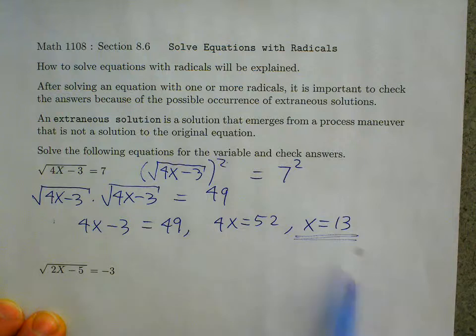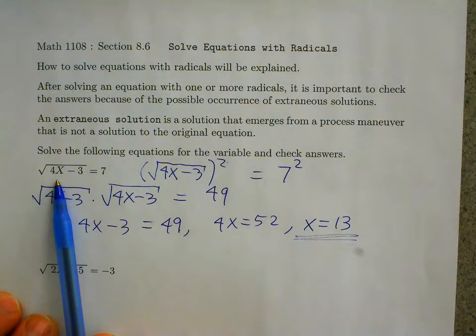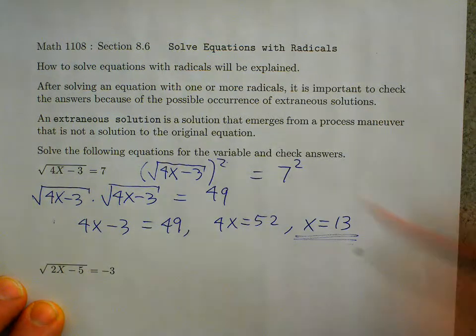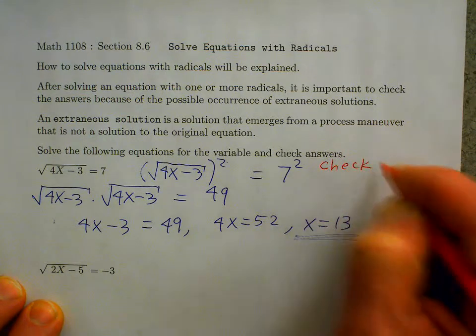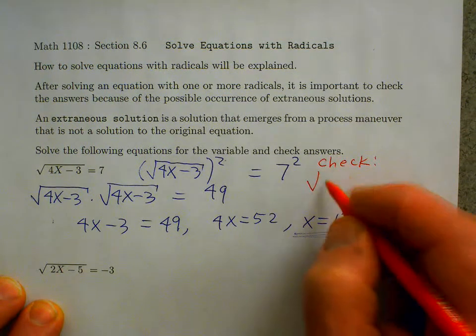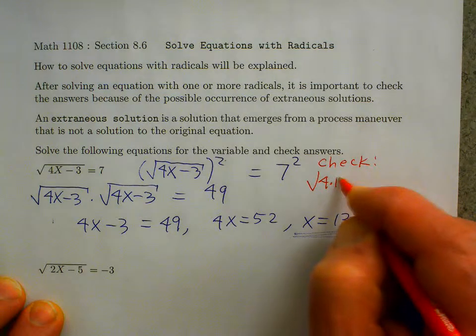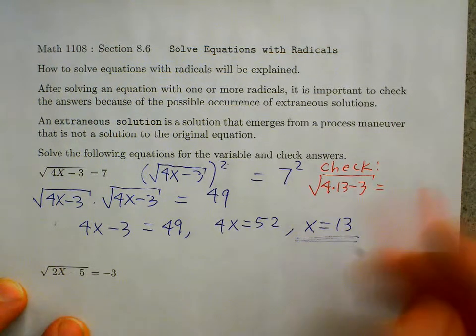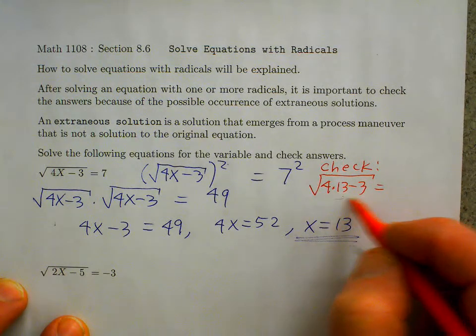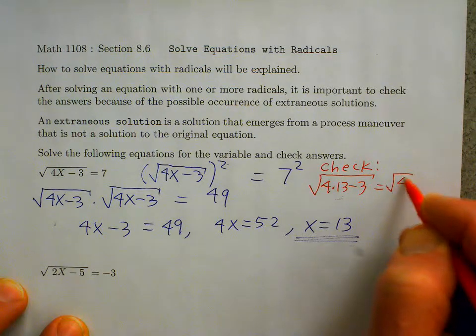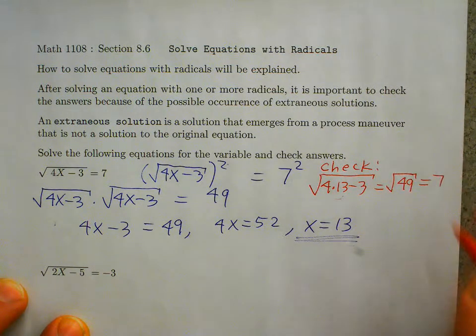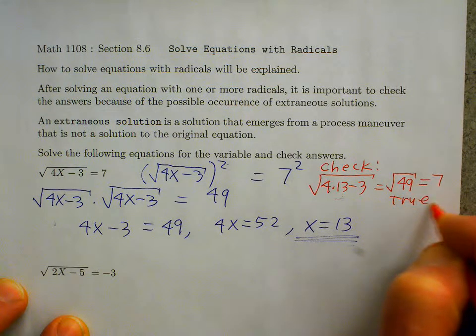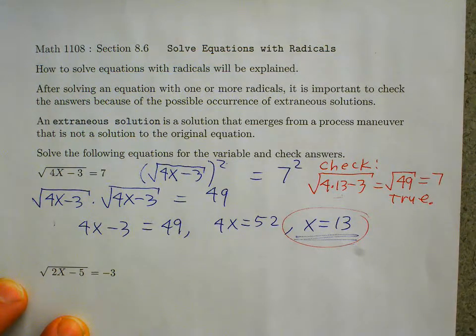And then just get into the habit of checking your answers. When you replace x in the original equation with 13, so up here we'll check. Replace x with 13, so we have 4 times 13 minus 3 inside the square root. 4 times 13 is 52. 52 minus 3 is 49, so we get the positive square root of 49 equals 7. And that's true, so x equals 13 is the solution.